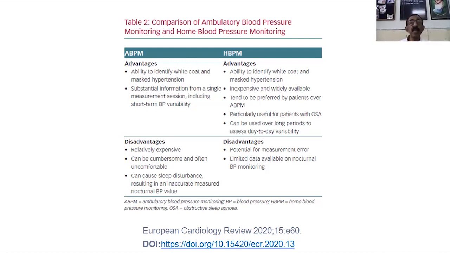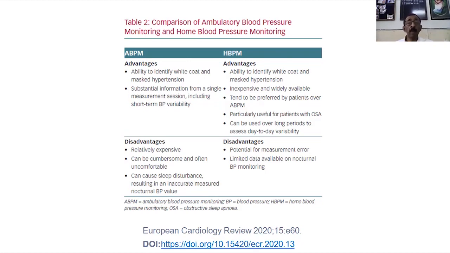Now, as far as ambulatory blood pressure monitoring is concerned, one thing is very common between the two. The common area between the two is that both ambulatory and home monitoring help in diagnosing white coat hypertension and masked hypertension. This is common for both.